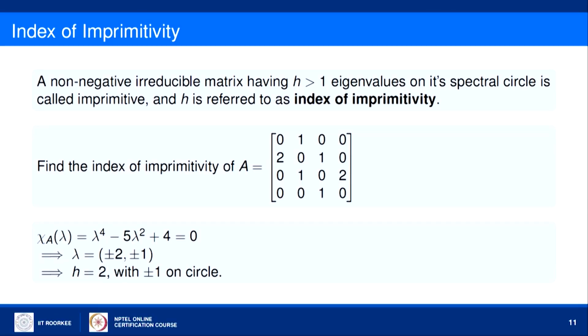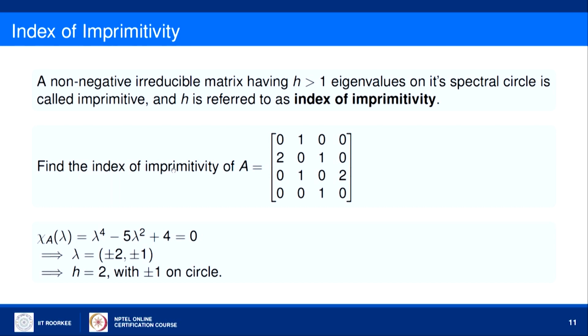Now, if a matrix is not primitive, it is called imprimitive, and the number of eigenvalues that lie on the spectral circle is called the index of imprimitivity. If someone asks you to find the index of imprimitivity of A, where A is this 4 by 4 matrix, then the characteristic polynomial of this matrix A is lambda raised to power 4 minus 5 lambda square plus 4 equals 0. So, here eigenvalues are plus minus 2 and plus minus 1.